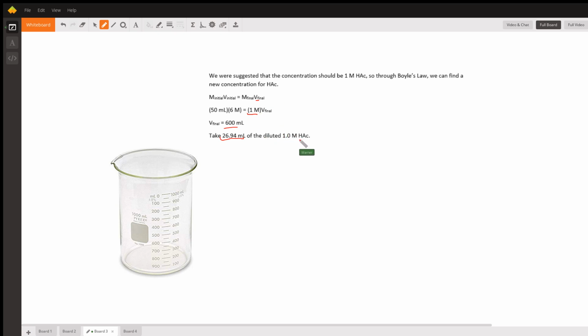So from the 600 milliliters of the one molarity of the HAC, we're going to take 26.94 milliliters of the diluted 1.0 molarity of HAC. So we start initially at 50 milliliters of 6 molarity, and we're going to add enough water where it reaches the 600 mark. And that's going to be important procedure-wise.